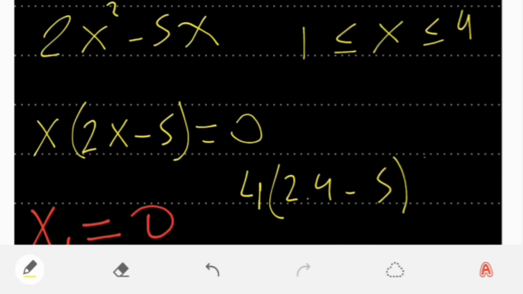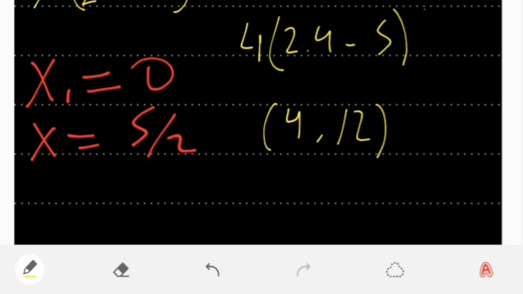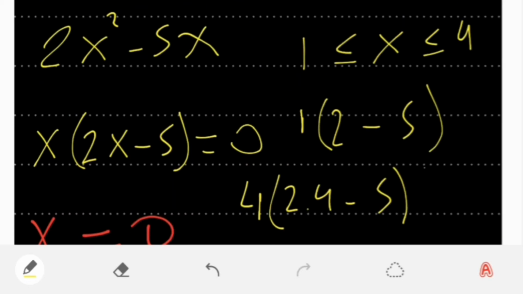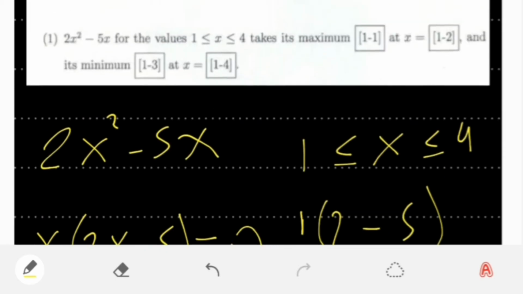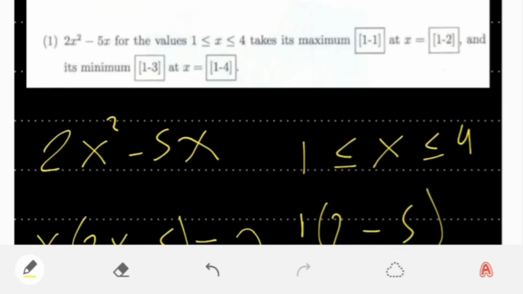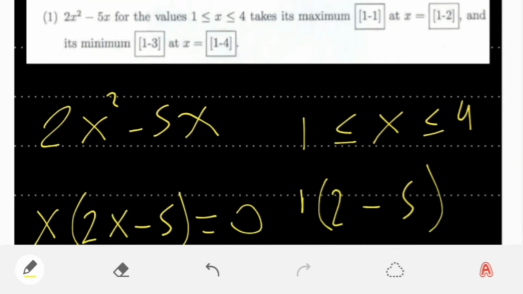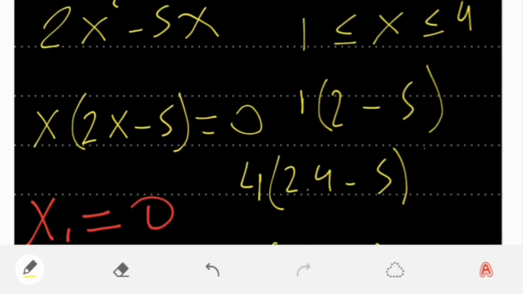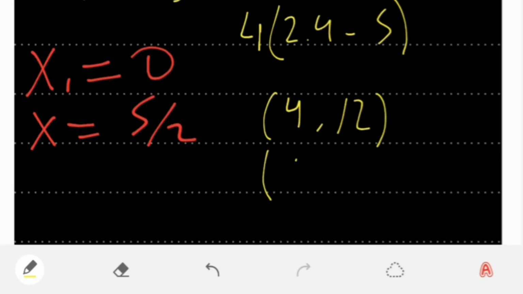What about when x is 1? So we will have 1 multiplied by 2 multiplied by 1 minus 5, okay? So we'll have minus 3. Minus 3? Wait. 1, 2, minus 5. Yes, minus 3. Okay, so the point will be 1 and minus 3, okay?